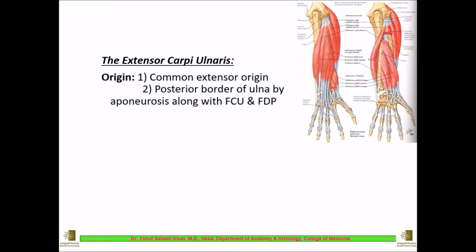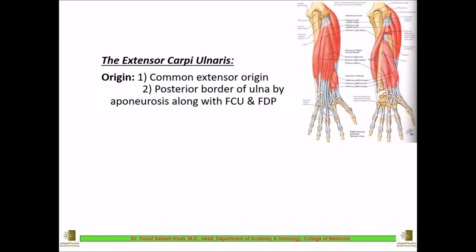The origin of this muscle is from the same common extensor origin. So this is the last muscle taking origin from this common extensor origin, this extensor carpi ulnaris. Also, it will be taking origin from the posterior border of the ulna by an aponeurosis, along with flexor carpi ulnaris as well as flexor digitorum profundus. There are three muscles which take origin from the posterior border of the ulna.